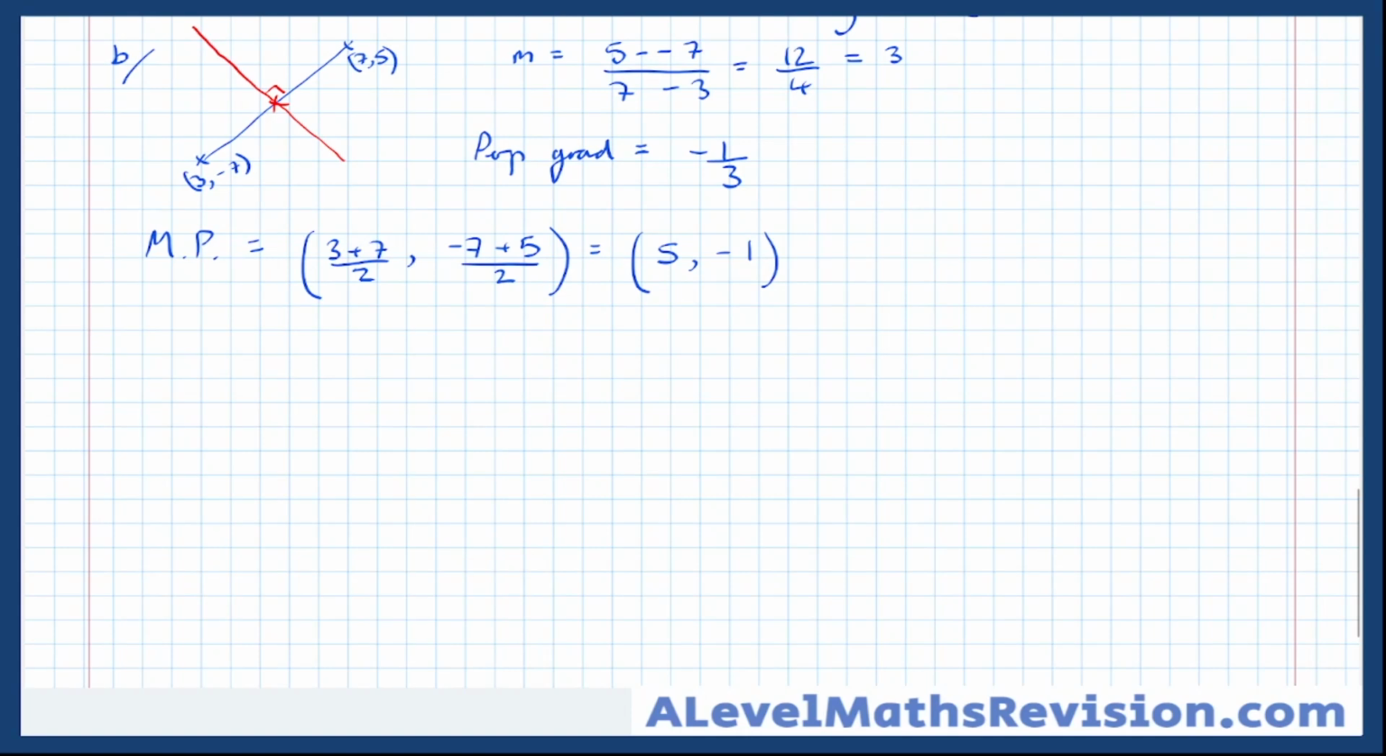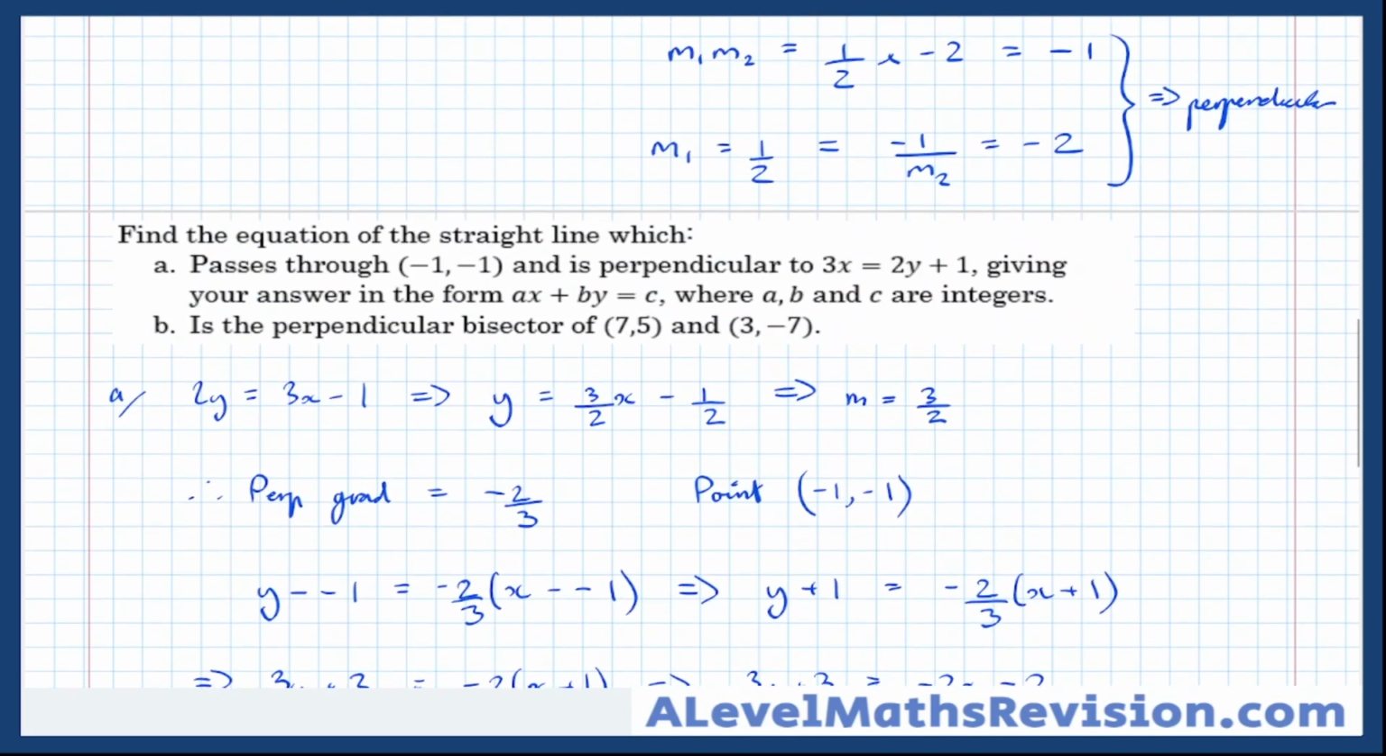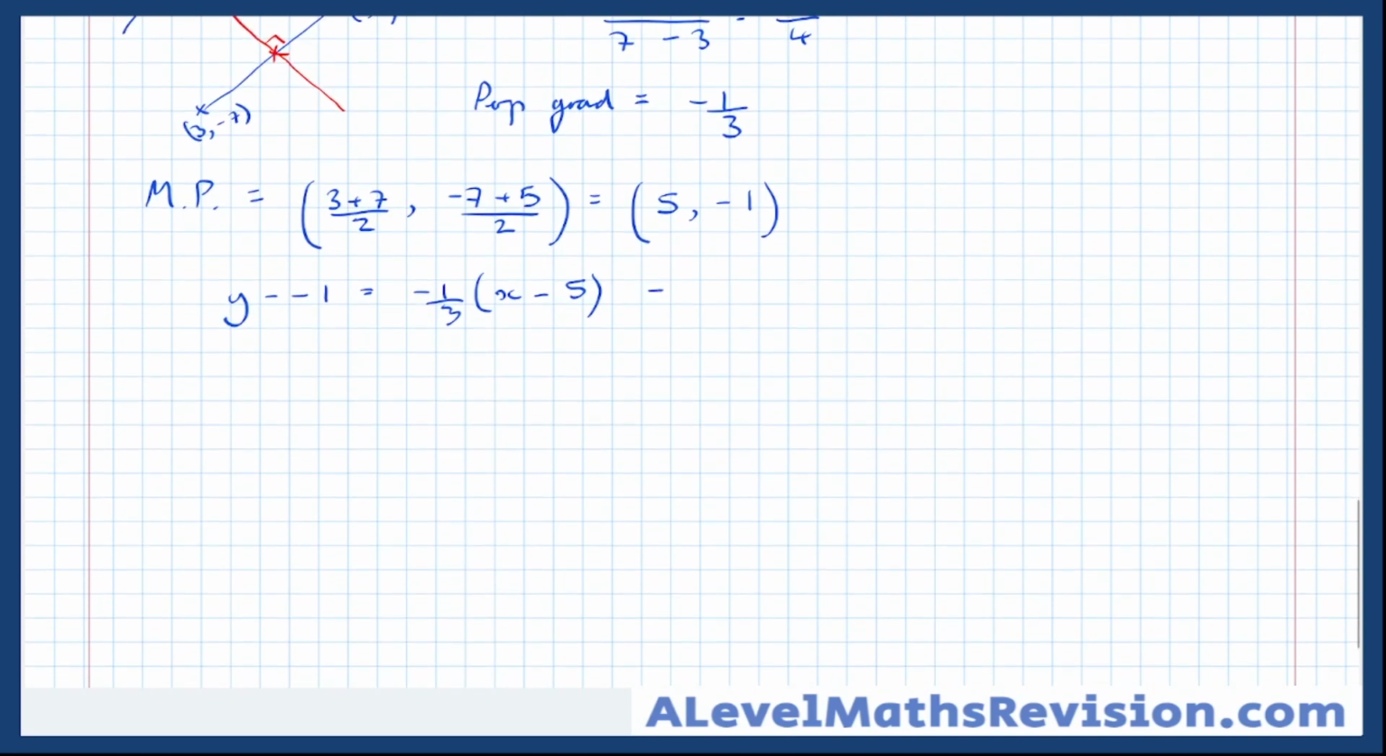So now let's shove it in the equation for a straight line. That's y minus y1 equals m times (x minus x1). And I just want to have a look back up to see what form the equation was needed in. It hasn't asked for it in any particular form for part B. So let's just give a convenient form. First of all, let's simplify it. y plus 1 equals minus 1/3 (x minus 5). Multiplying both sides by 3, I get 3y plus 3 equals minus x plus 5.